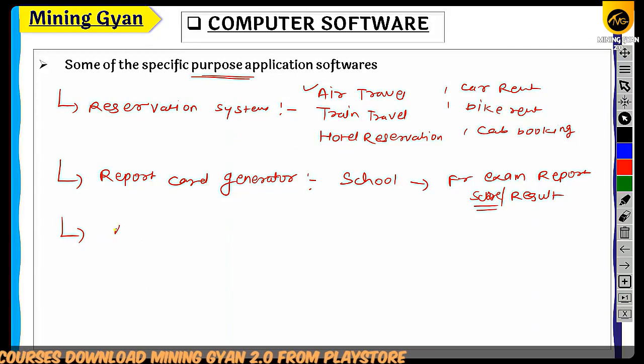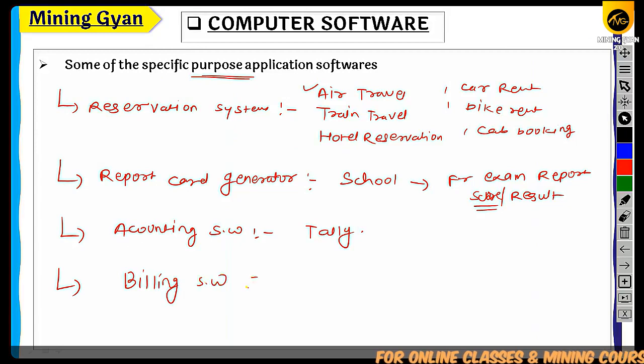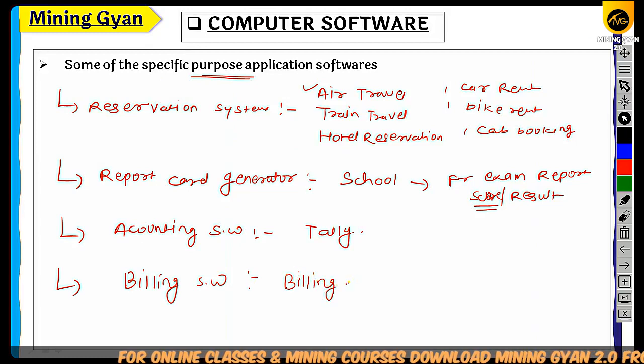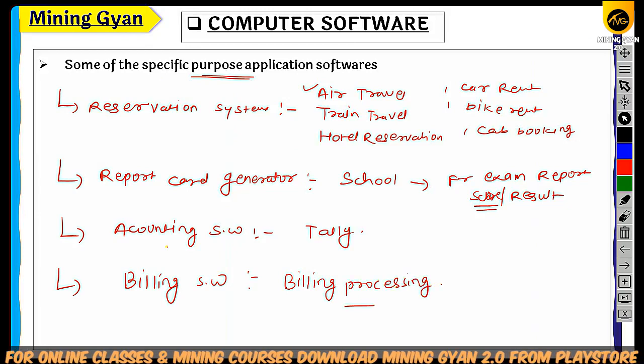Then there is accounting software like Tally. The most popular accounting software is Tally. The last one is billing software, which is used in the billing process. The software used to do any type of billing is billing software. So these are some kinds of specific purpose application software.